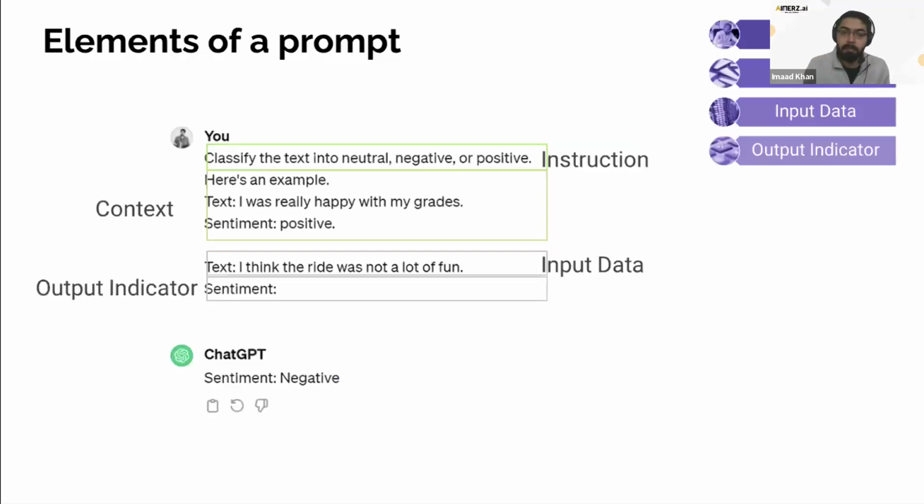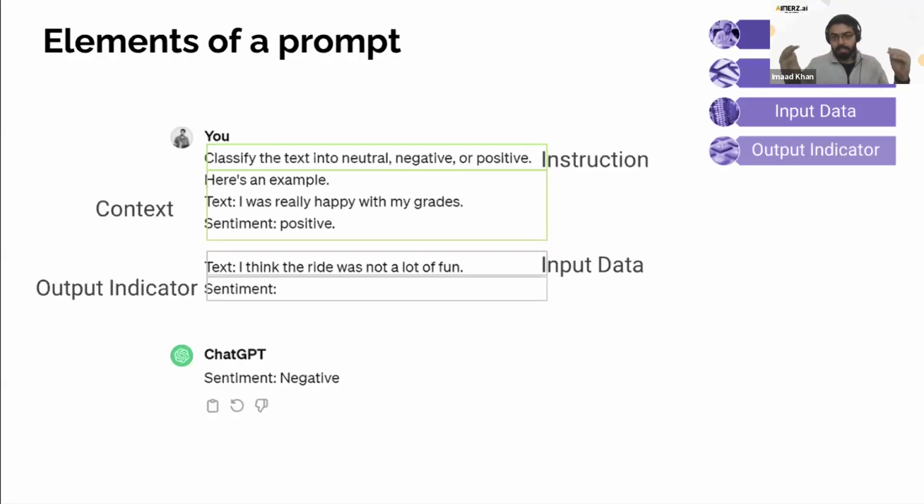Another input prompt that I give to ChatGPT is: classify the text into neutral, negative, or positive. Here's an example. Text: I was really happy with my grades. Sentiment: positive. Text: I think the ride was not a lot of fun. Sentiment. This is essentially my input, and ChatGPT outputs sentiment: negative, right?